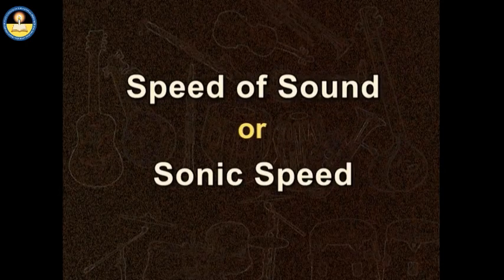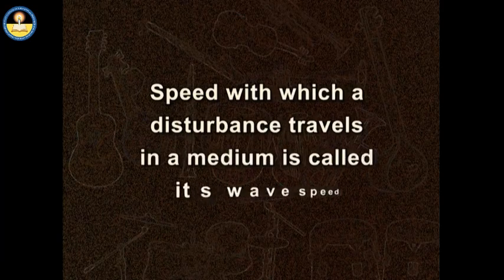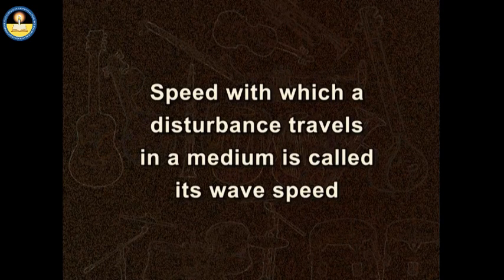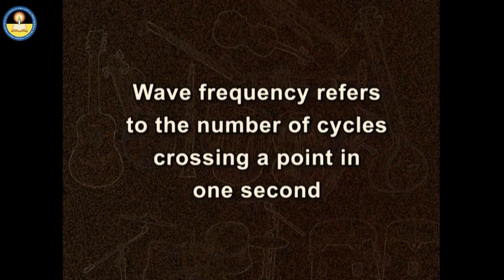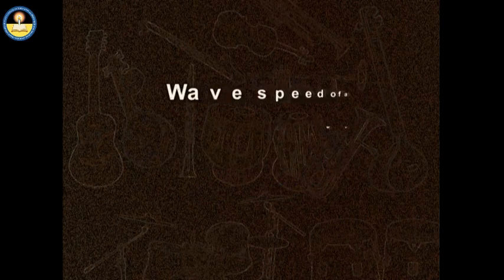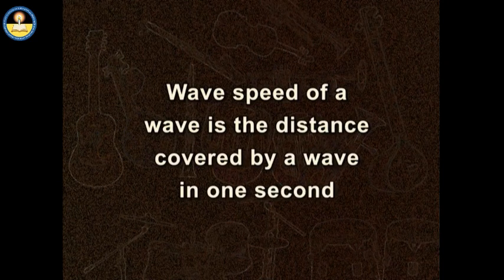Another important characteristic of sound waves is the speed of sound, also known as sonic speed. For a wave, speed refers to how fast a wave travels. Since the wave is a traveling disturbance, therefore, the speed with which a disturbance travels in a medium is called its wave speed, or the speed with which the compression and the rarefaction of the wave moves along. Here, it should be kept in mind that the wave frequency refers to the number of cycles crossing a point in 1 second. But wave speed refers to the distance travelled in 1 second.